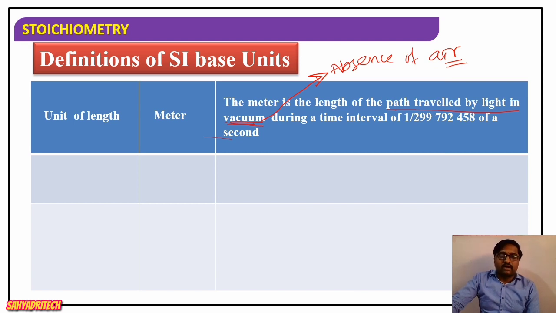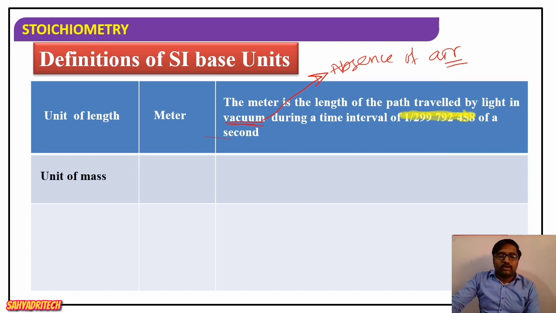During a time interval of, what is the time interval here? During a time interval of 1 divided by 299,792,458 of a second. Let me repeat the definition of meter. Meter is the length of path traveled by light in vacuum during a time interval of 1 divided by 299,792,458 of a second.